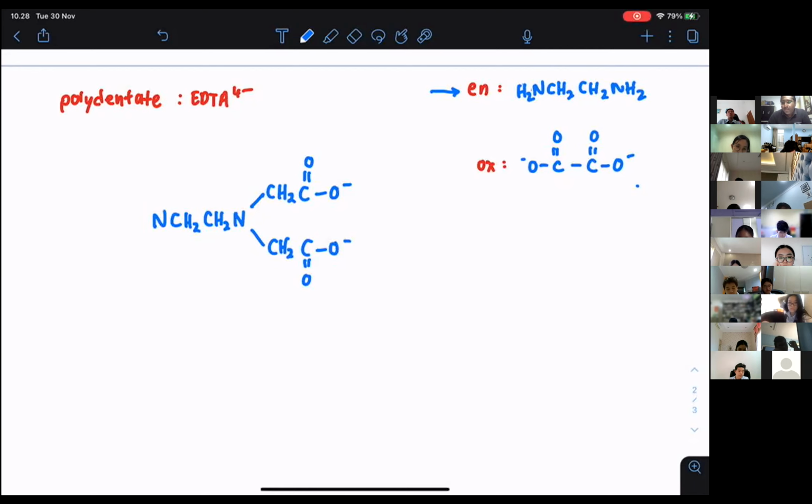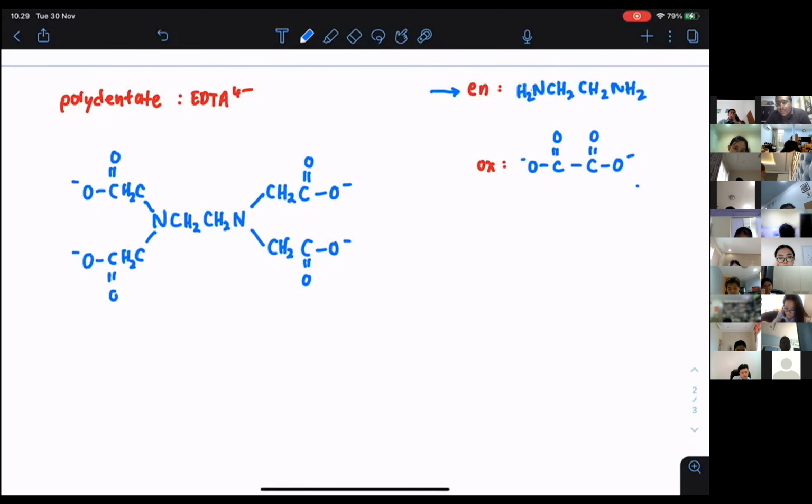Do remember I'm not referring to anything. It's quite easy to memorize because it's related. So you do the same thing over here. So it's CH2, C double bond O, O minus, and then CH2, C double bond O, O minus.